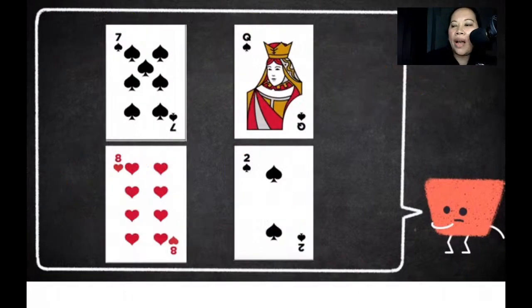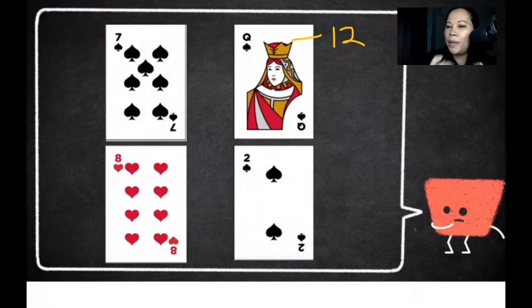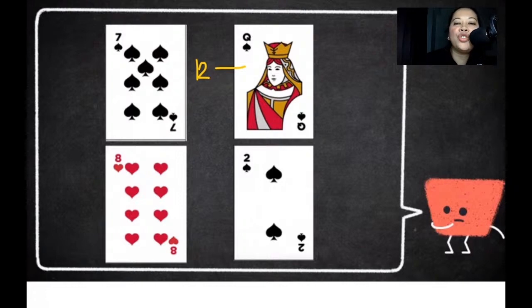Yay! You have 7. Queen, by the way, is a 12. 8 and 2. Magnolas, please send me your number while the rest is thinking the answer for this question. Okay, so you have 7, 8, 2, and 12.